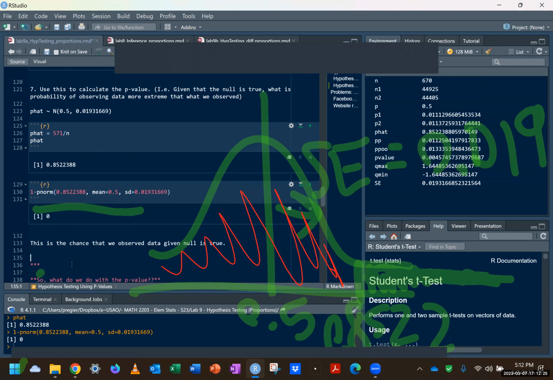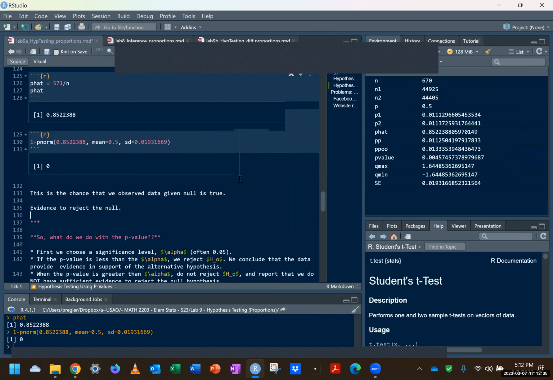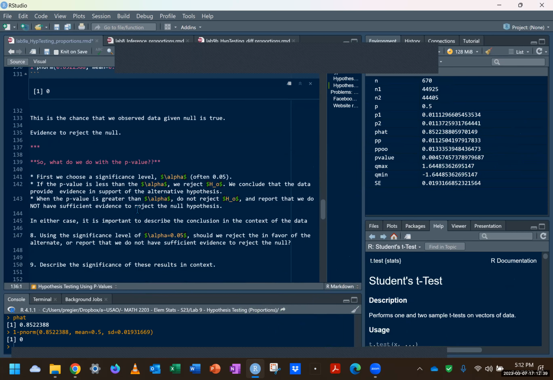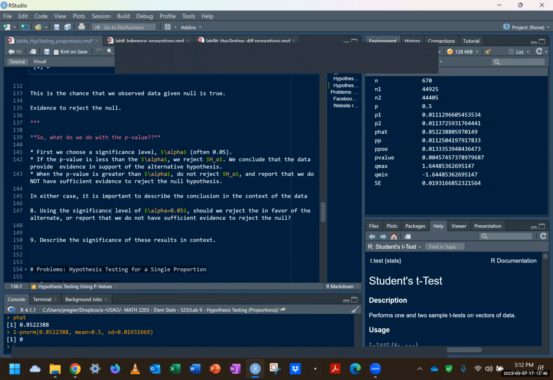Very low chance. That means we have evidence to reject the null. That's what this tells us. P-values tell us whether we can reject the null or fail to reject the null. Okay, so here's a review of what we do to interpret our null values. Using significance level alpha 0.05, this means if our p-value is less than 0.05, we can reject the null.